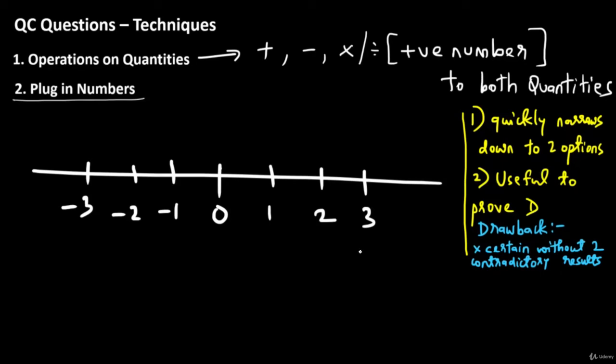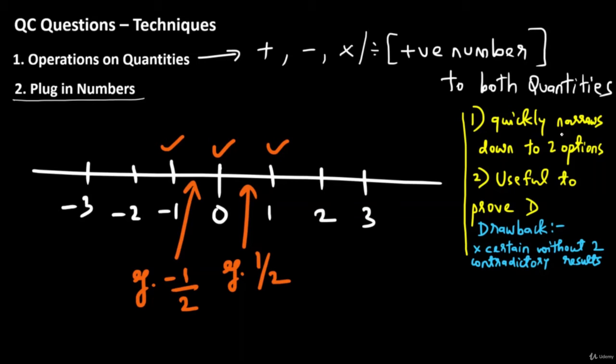So over here we have a number line. Now some of the good numbers to try in questions is minus 1, 0 and 1, right? So plugging in these are always good. Also try plugging in a proper fraction, which is something between 0 and 1. Let's say 1 by 2, and also take a negative fraction, which is, for example, minus 1 by 2.